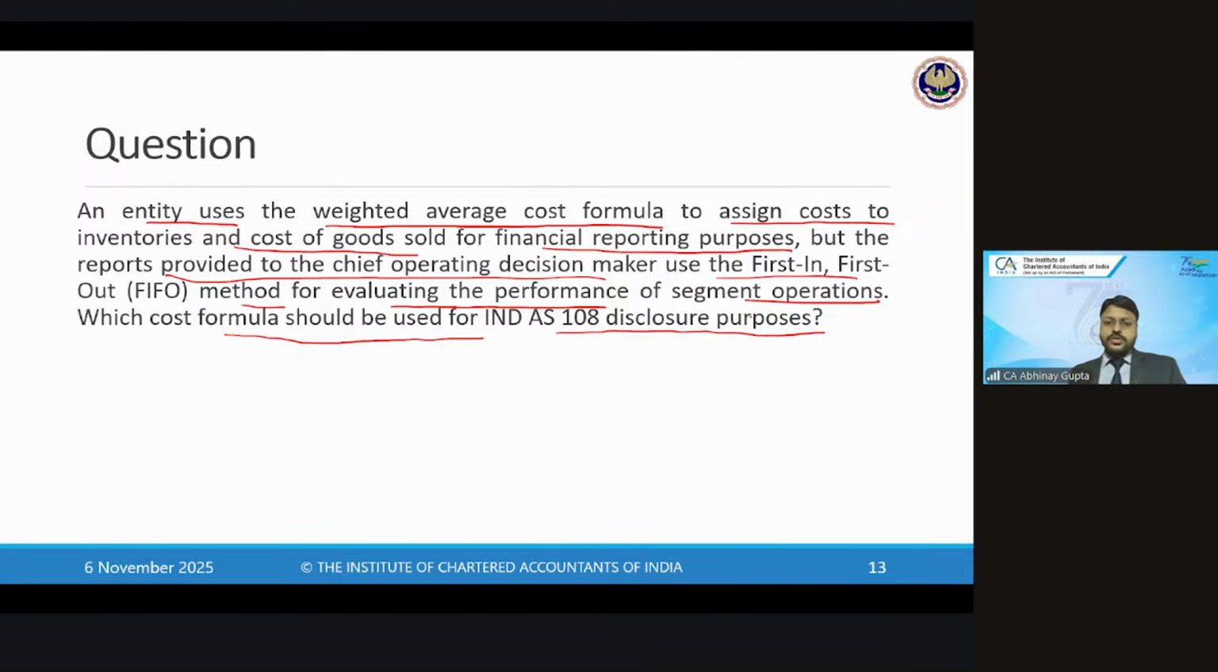So what's the question? The company is preparing the financial statements, right? Where the weighted average cost method is being applied. And the company is preparing the financial information for the CODM, right? Where the FIFO method is applied, right? Now, for the purpose of financial statement disclosures around the operating segment, whether the operating segment disclosure should be based on FIFO or should be based on the financial accounting policy adopted in the financial statements. That's the question.